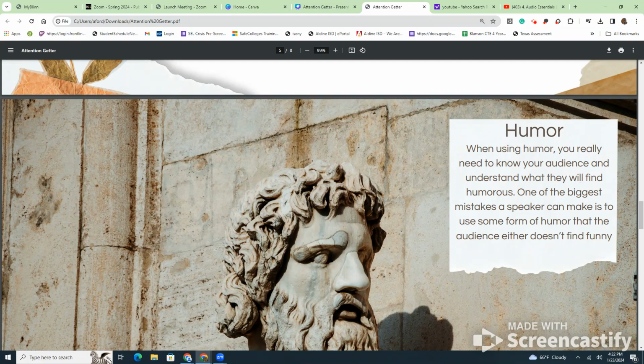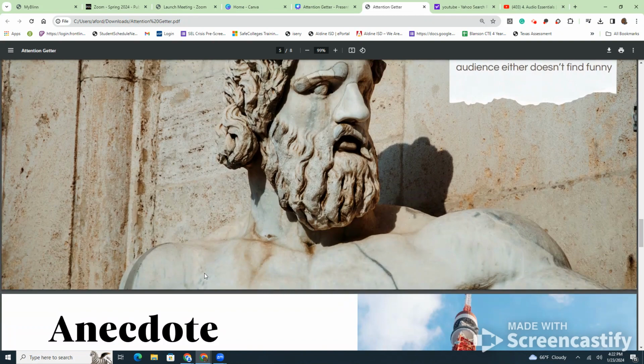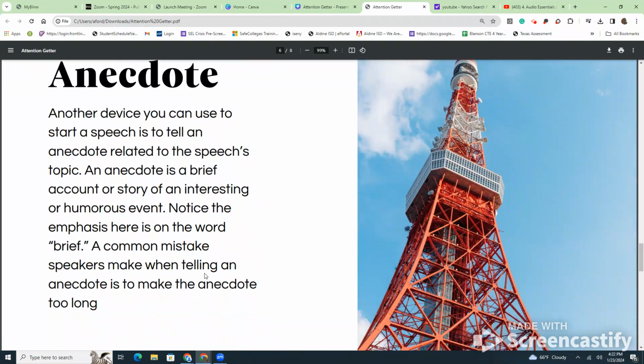Now, remember, humor can be a double-edged sword. You really need to know your audience and understand what is humorous to them because you don't want to be offensive when using humor. So, anecdotes.